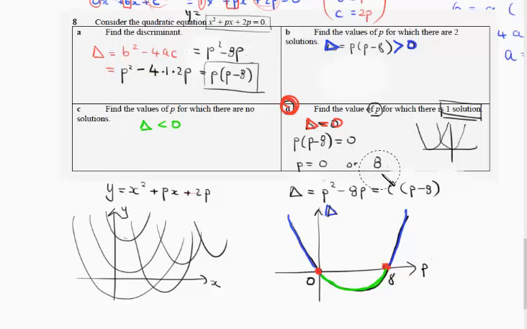I'll give you a clue. I think p has to be greater than 8. If p is greater than 8, like for example here, then the delta is positive. See? You see? What's another answer? You can put or. We're looking for the blue. Blue is where it's positive.